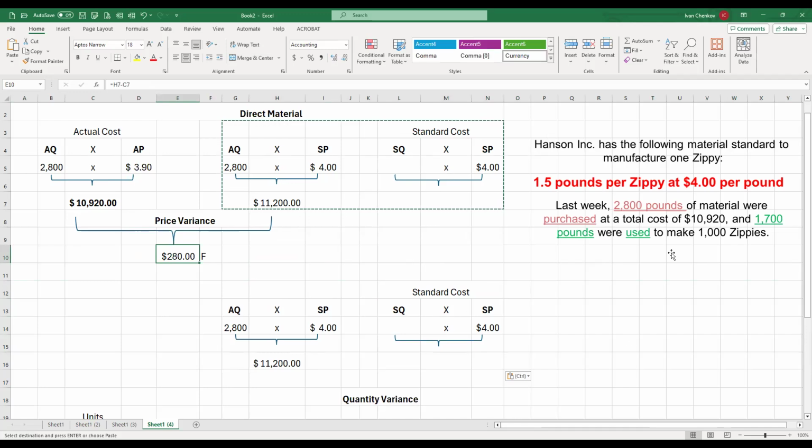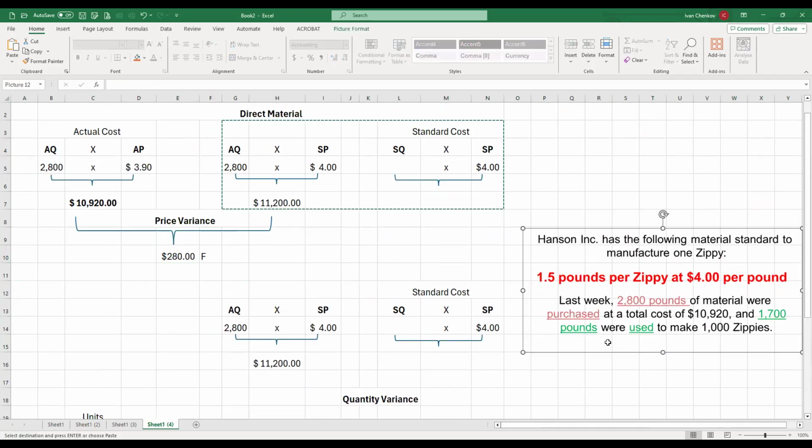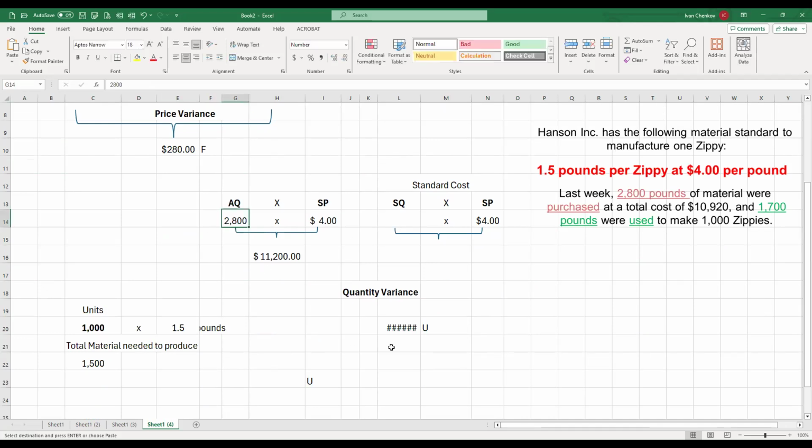In order to get the quantity variance, I have to use the amount of the pounds that I use in my production. The actual quantity that was used in our production is 1,700 pounds. And that gives us a number for the actual quantity times standard price. The number of units that we produce are 1,000. And since based on our standards, we're supposed to use 1.5 pounds for 1 unit, that gives us 1,500 pounds of material that we need to use.